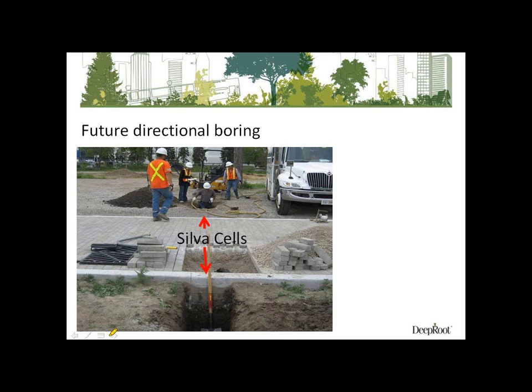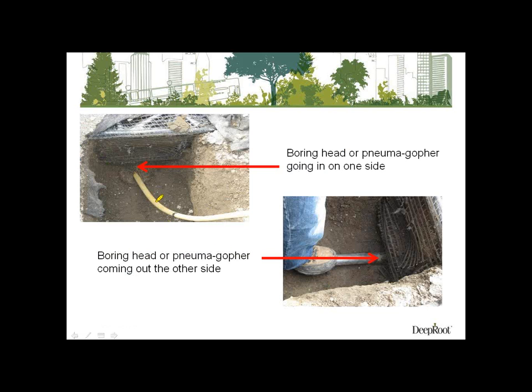But we've done it during a test project. This was done in Toronto. An Enbridge crew came out and did a test, and they had no problem shooting through a Silva Cell installation. You can see here, they're shooting underneath this section of Silva Cell pavement. You see the pneumagogue for the boring head going in. You see it coming out on the other side. It came out right on line and on grade.